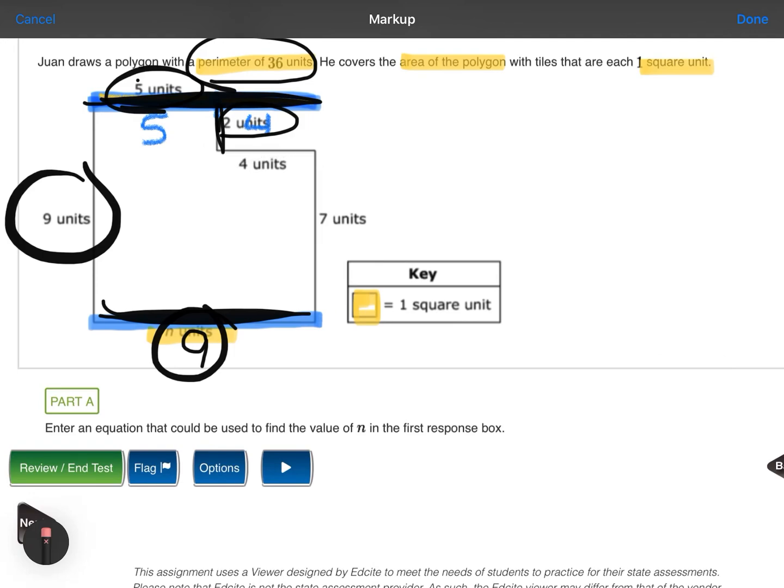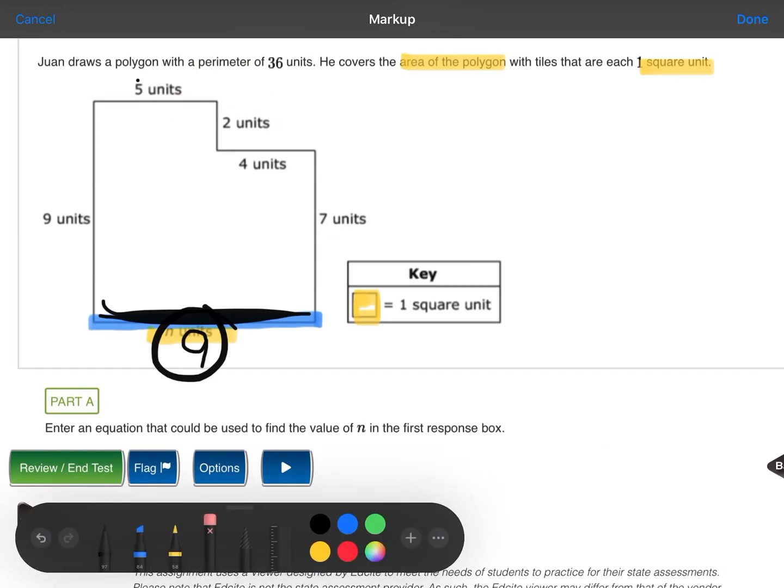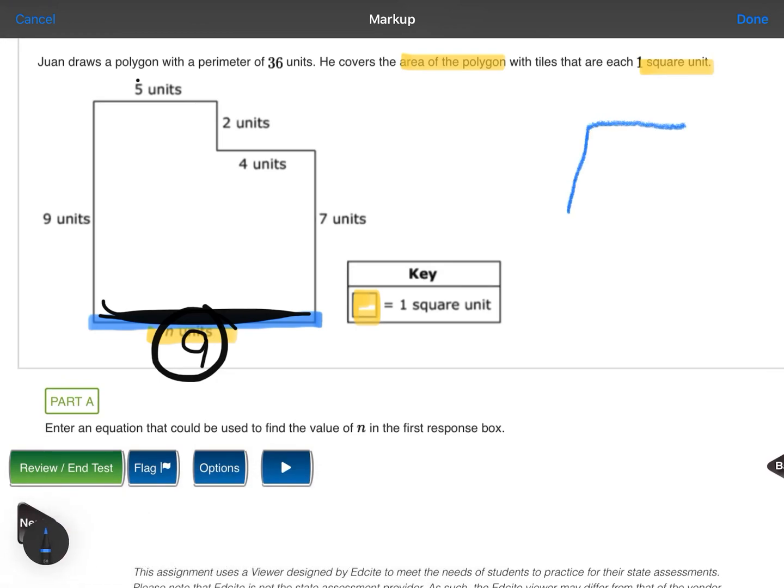And once you've done that, your next step, it wants to know what the area of the polygon is, or how many squares can cover it. You could try to draw it out, but that would be really hard to draw exactly. So we can remember that the area model tells us we multiply the length times the width, whichever way you want to put your L's and W's. But it has to be a rectangle. We did one like this a couple weeks ago.